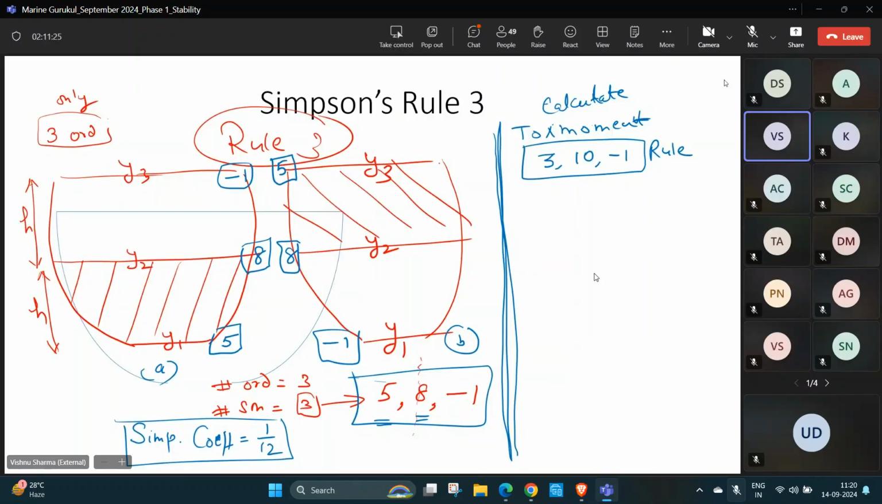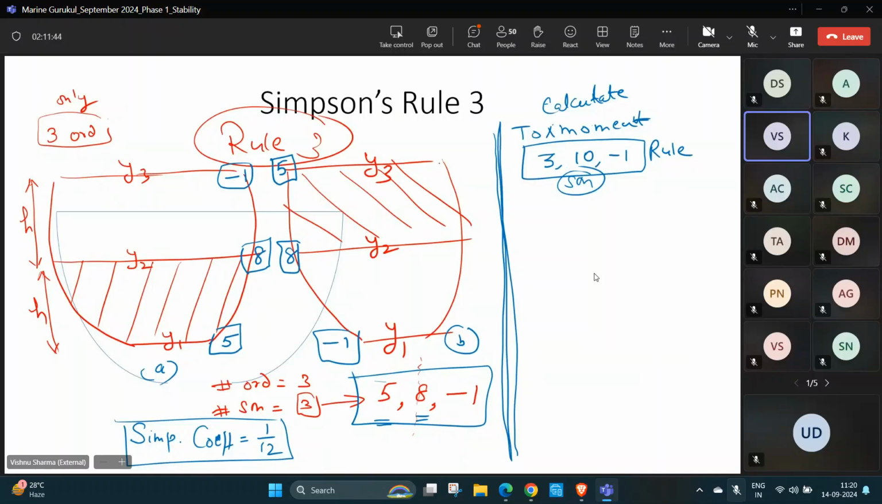This application is similar to Simpson's rules, but it is not called Simpson's rule. So what is 3, 10, minus 1? They will be multipliers. And usually when we make the table, I know it's not a Simpson's rule, but when we make a table, we just keep writing SM only. So don't unnecessarily bother yourself, sir, it is not Simpson's rules.